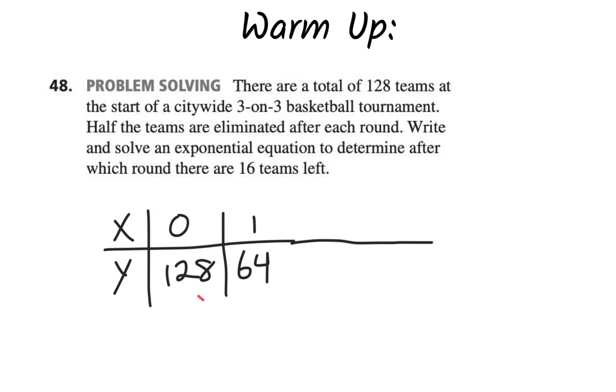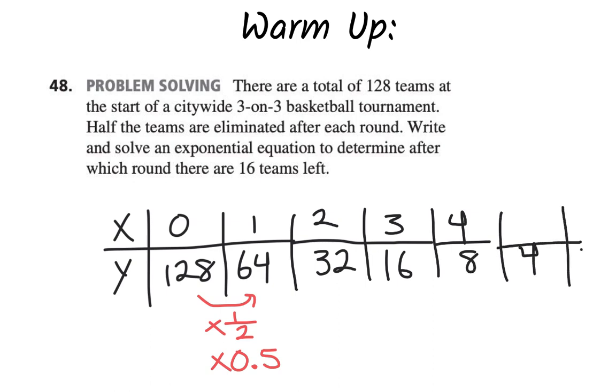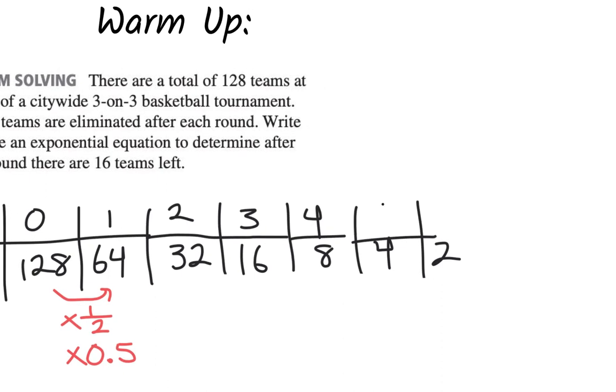So we're multiplying each time by 1/2 or by 0.5. Either way. So after the second round, we would be at 32. After the third, we'd be at 16. After the fourth, we'd be at 8, and then 4, and then 2, and then finally, we would have our winner.